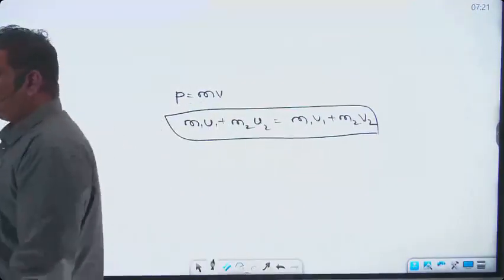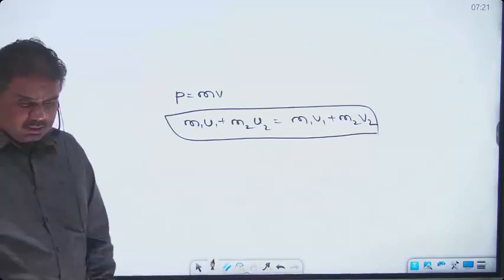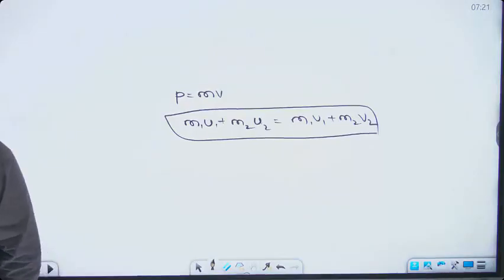The motion of a rocket, or working of a rocket, is based on Newton's third law of motion.